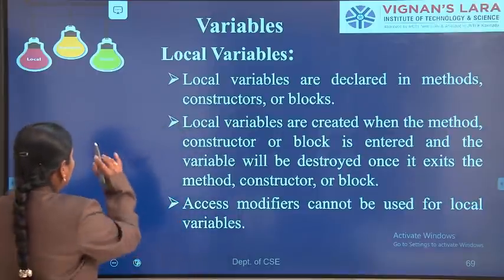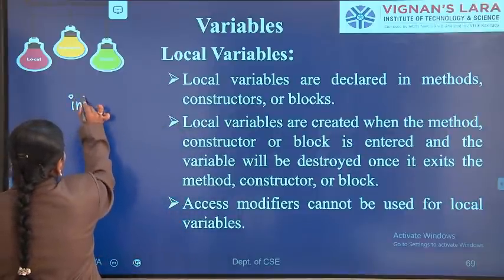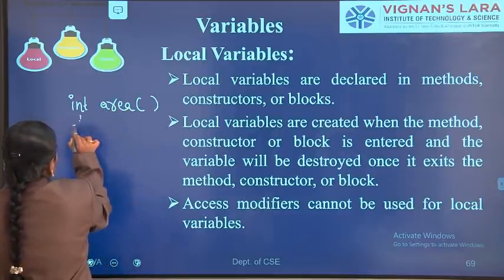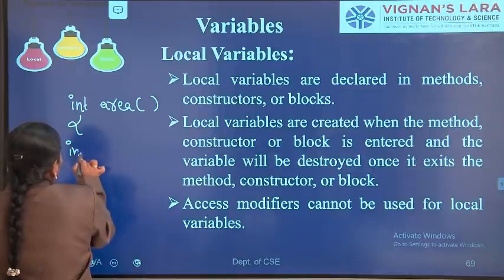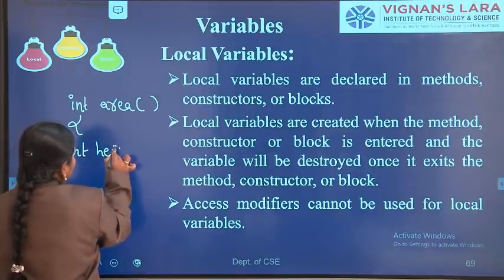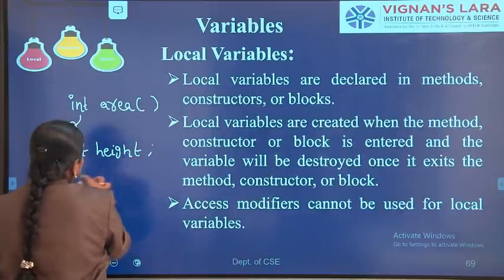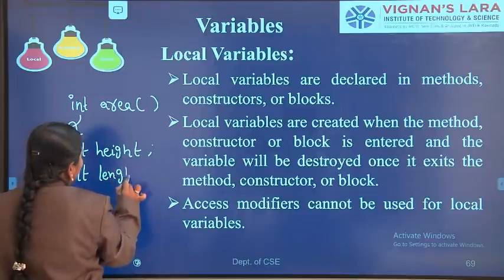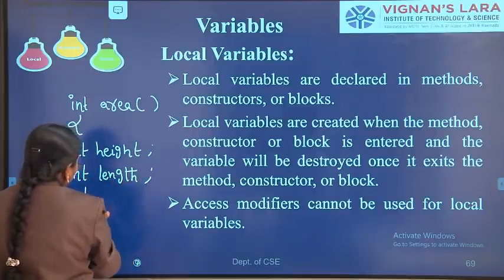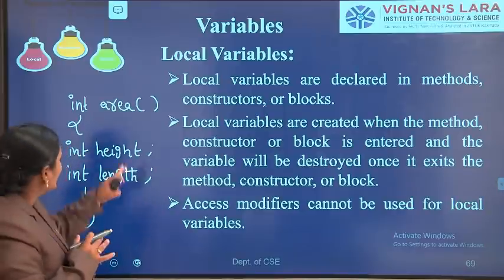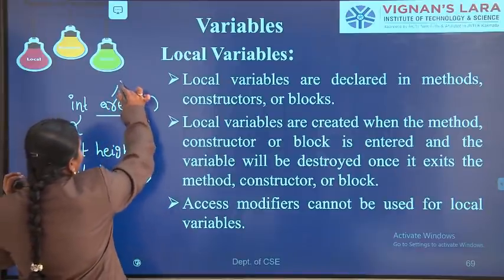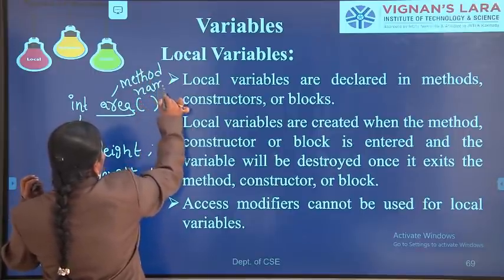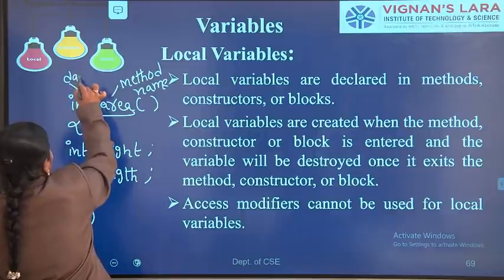For example, int area, it is the method. In this method we define 2 variables, int height and int length. Then we close the method body. Here area is the method name, and int is the data type.